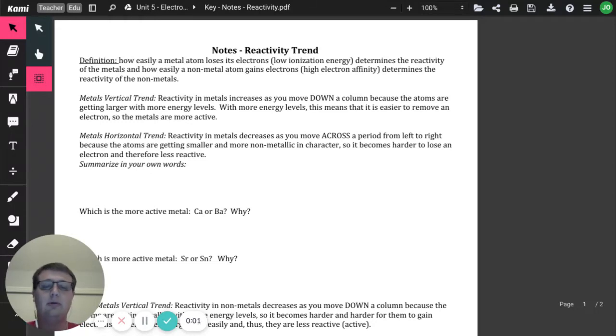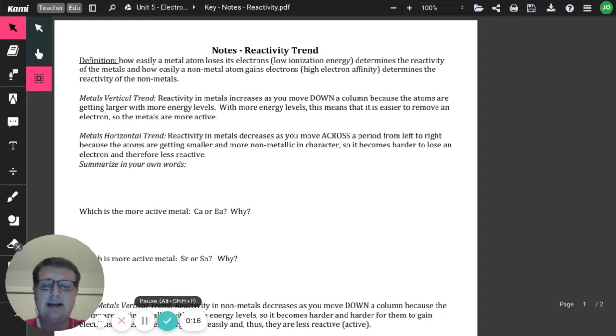So today we are going to be continuing our notes on periodic trends. For this lesson, we are going to be covering reactivity. Now, for this, you do need to make sure you've got your notes. You need to make sure you've got something to write with, and then you will also need a periodic table.